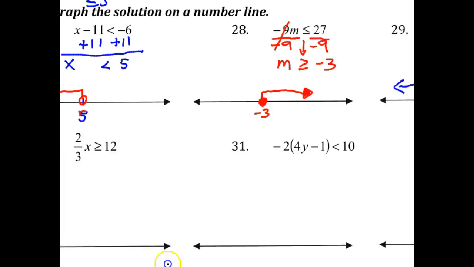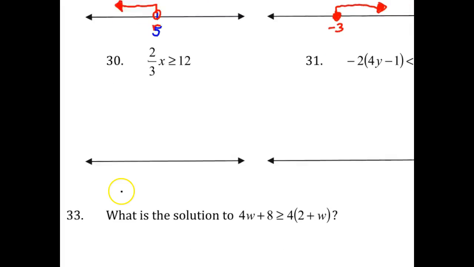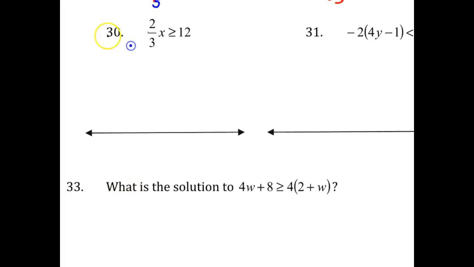Okay, let's continue on to 30. So again, we have a fraction here, so I'm going to put a 3 on the top and 2 on the bottom. Those will cancel out. Same thing over here, 3 on top, 2 on the bottom. So I can do this two ways. Remember, I just have to multiply on the top and divide on the bottom in any order.